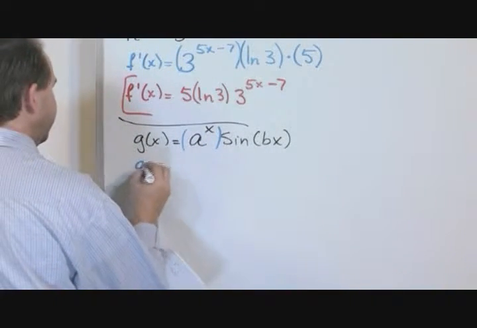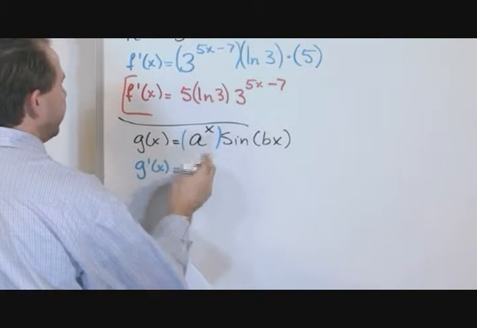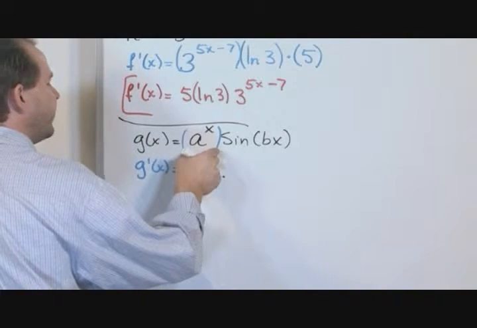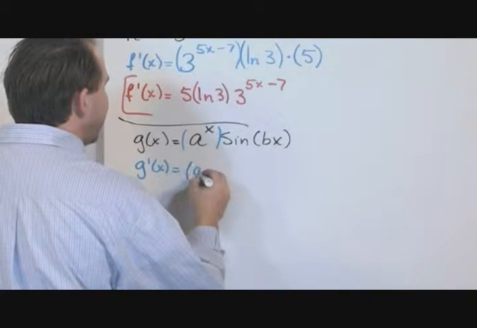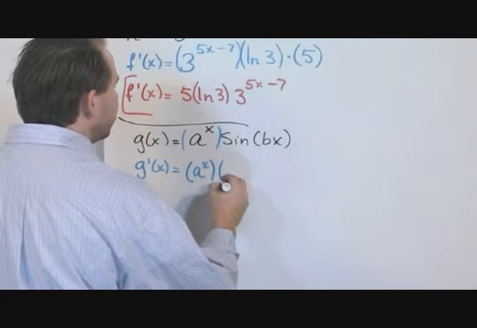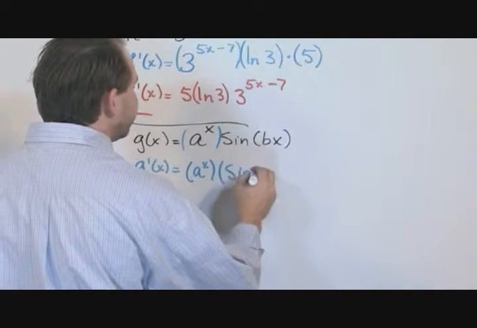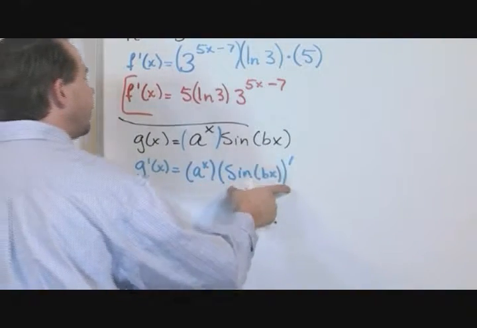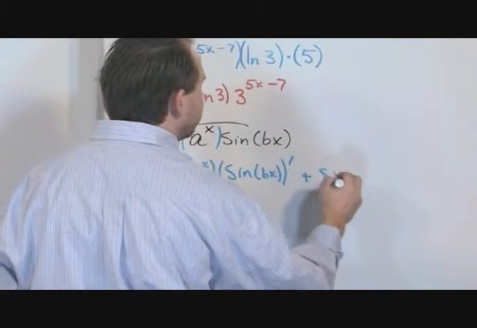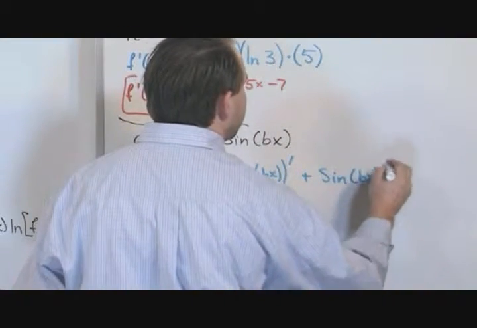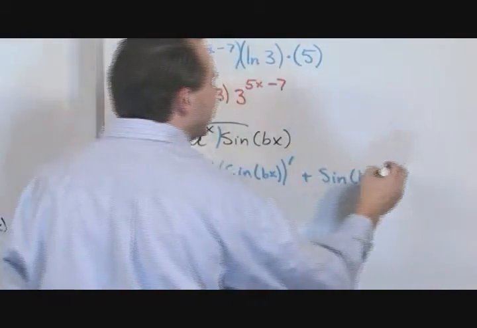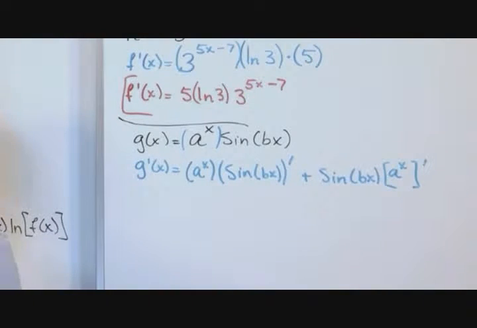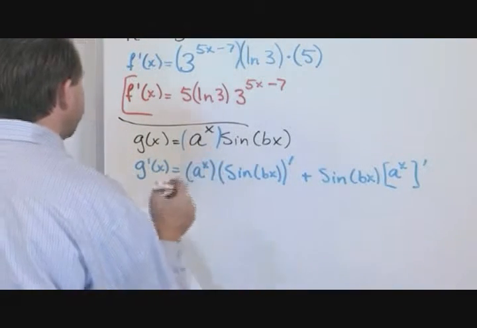So g prime of x is equal to first times the derivative of the second plus the second times the derivative of the first. So what we'll have is a to the power of x times, to keep it clear, let's write it explicitly, sine of bx, we'll take the derivative later, first times the derivative of the second plus the second, sine of bx, times the derivative of the first, that's a to the x, and we'll take its derivative here in just a second.